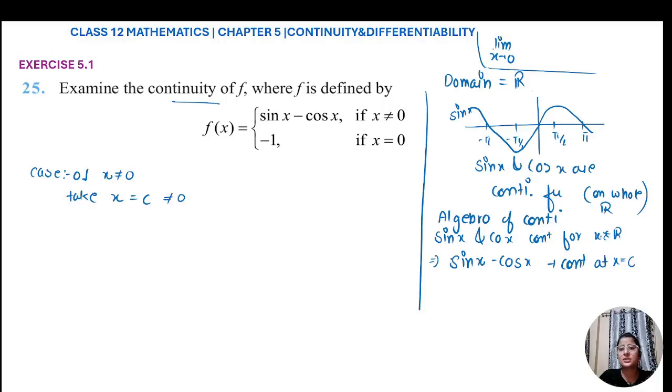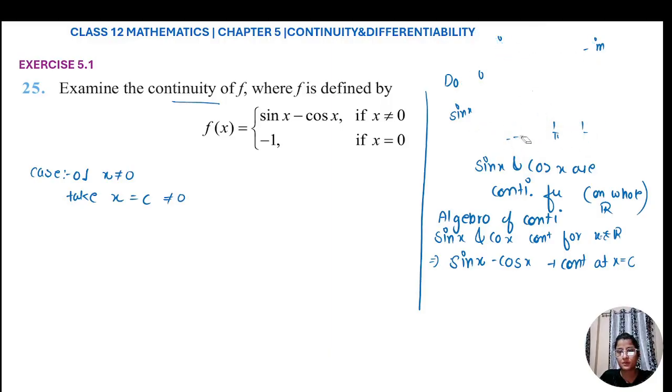then you can use this limit as x tends to 0 of sin x minus cos x. This limit can be written as the limit as x tends to c. Okay, I will write it clearly here, so I am rubbing this graph so that I can write it clearly. By this graph we have shown that the sin x and cos x graphs are smooth, and therefore they are continuous.